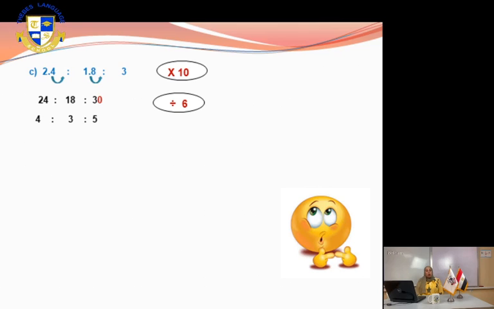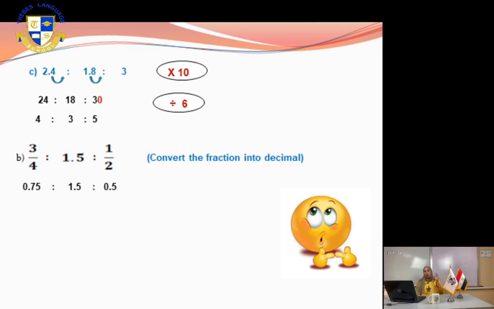Okay, 3/4 to 1.5 to 1/2. First, convert the fraction to a decimal. It's easier, that's all. So it will be 0.75 to 1.5 to 0.5. Here I have two decimal digits, one decimal digit, one decimal digit. I'll choose the biggest one, two decimal digits. So I'll multiply the three terms by 100. I must choose the biggest number. So it will be 75 to 150 to 50.